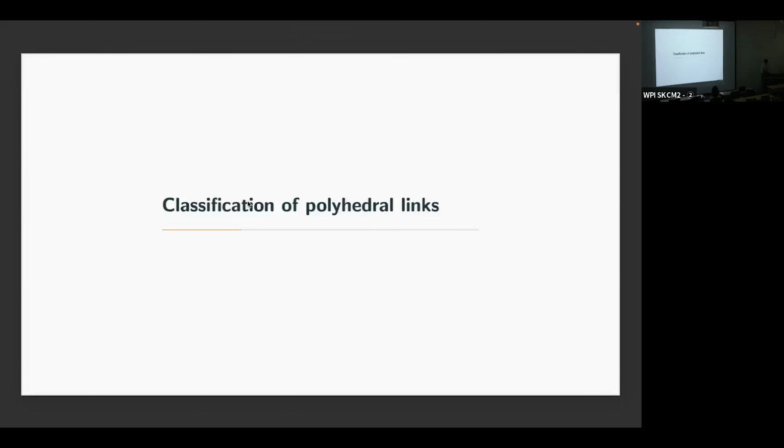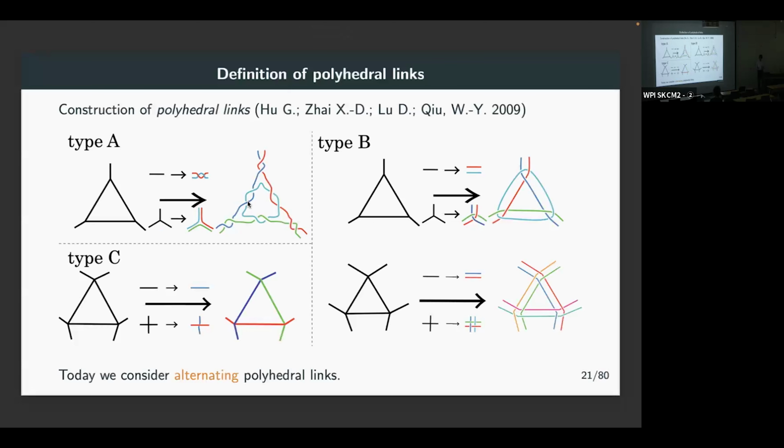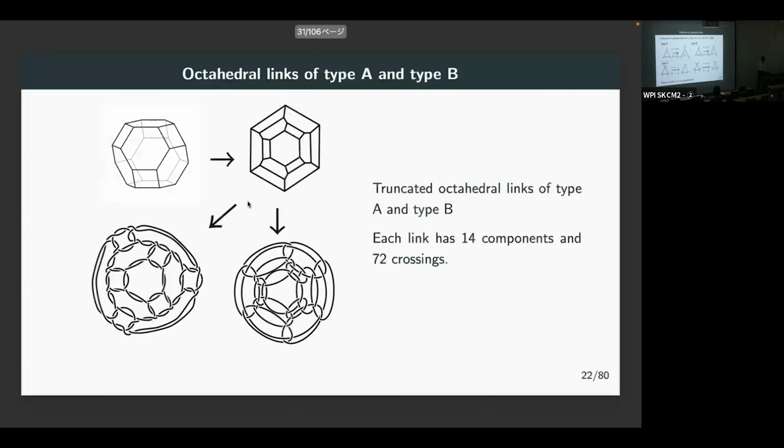Okay, so this is an example of using knot theory to explain the topology of the supermolecule. And using knot theory, we can actually say that the topologies are different.